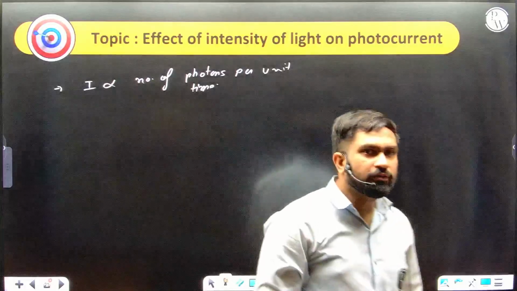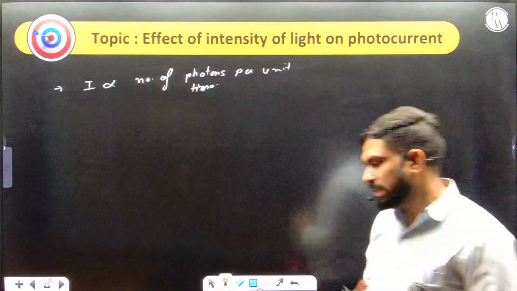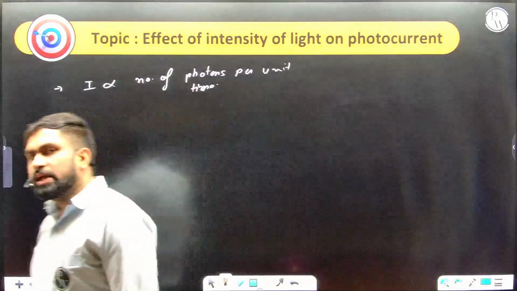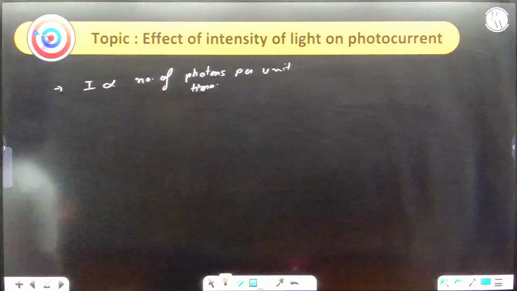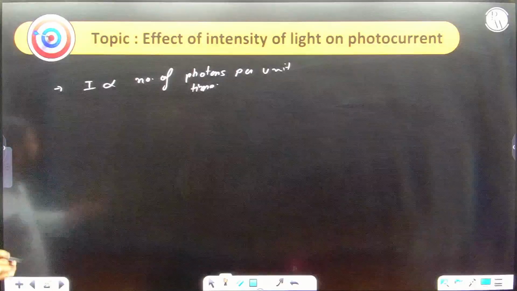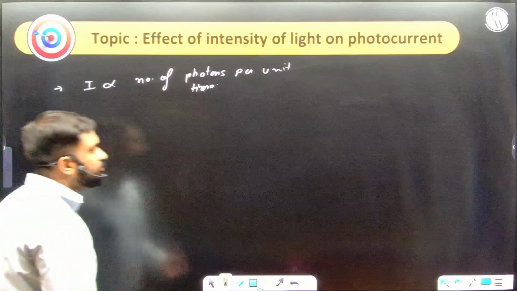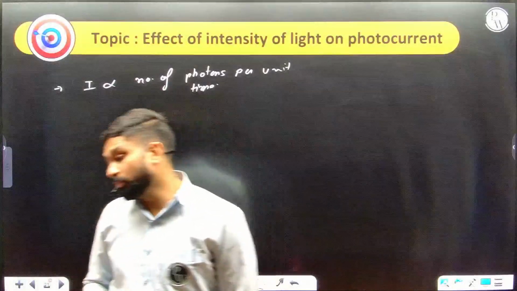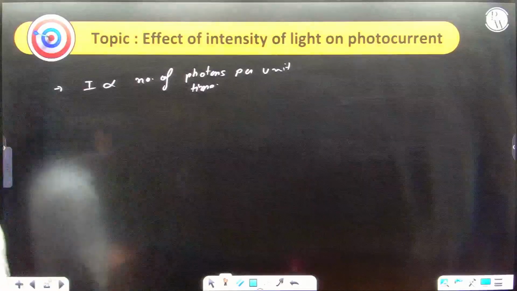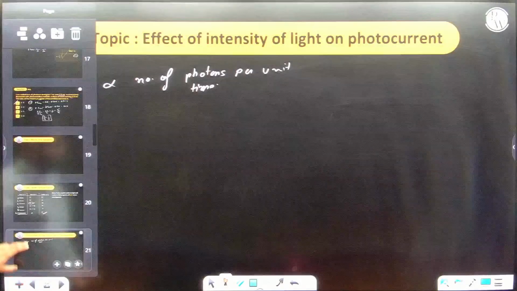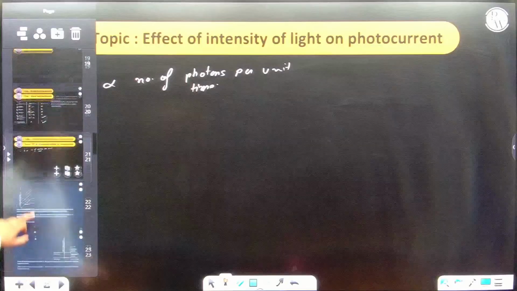Photocurrent consists of the emitted photoelectrons. That's correct. So I can say if I increase the intensity, the maximum photocurrent is going to increase because more number of photons are going to eject more electrons from the metal surface. That's absolutely right. So let's check out the graph.